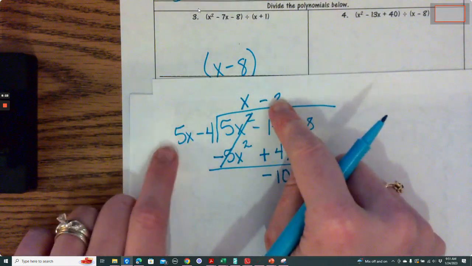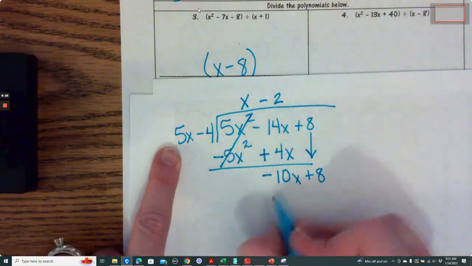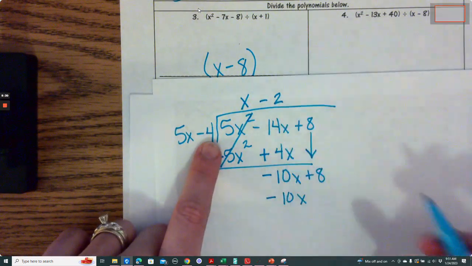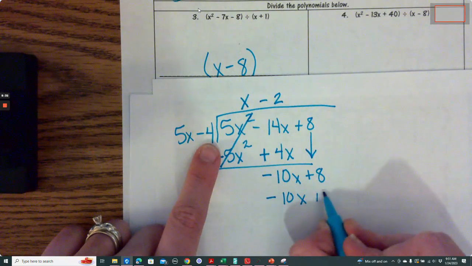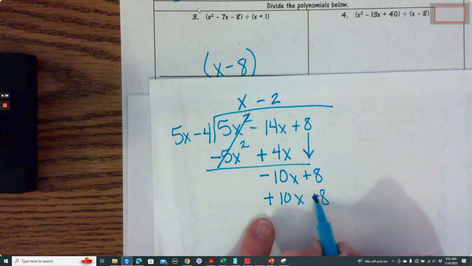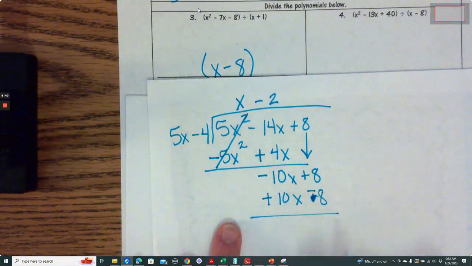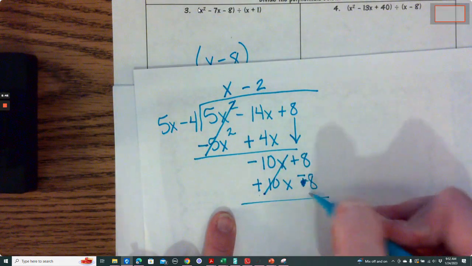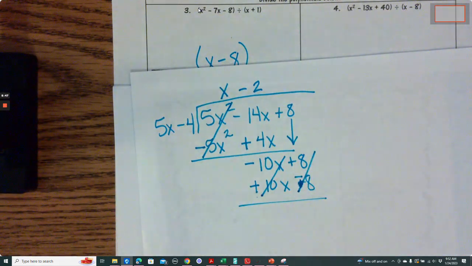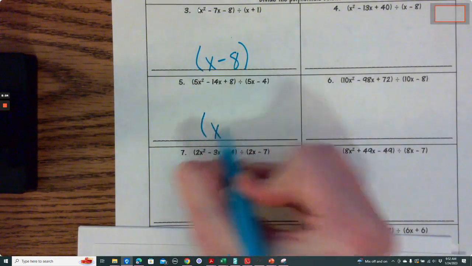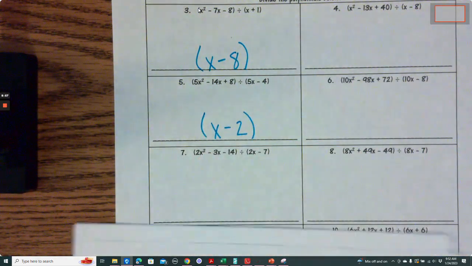And we multiply it out. Negative 2 times a positive 5x is negative 10x. Negative 2 times a negative 4 gives me a positive 8. Change the signs. Negative becomes positive. Positive becomes negative. Negative 10x, positive 10x cancels. Positive 8, negative 8 cancels. Again, that's what we want. If it's not canceling there, something's wrong. So that one is x minus 2.